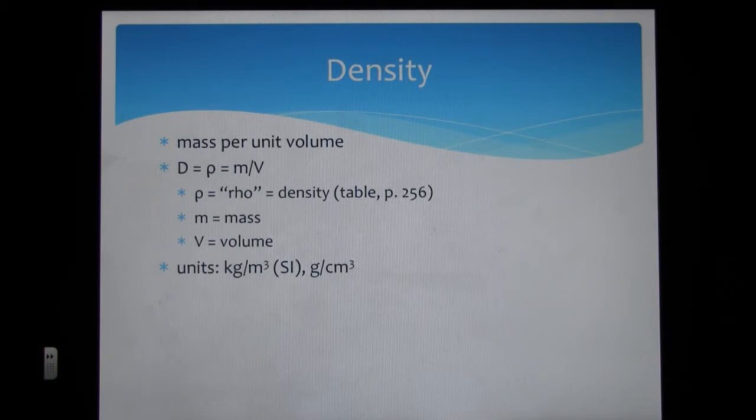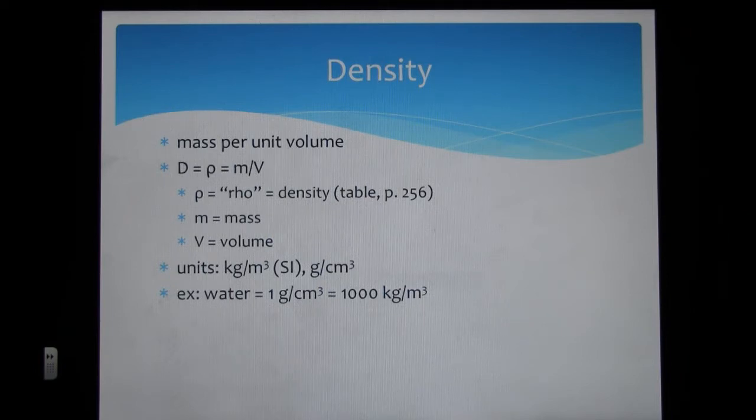Because mass is measured in kilograms and volume in meters cubed, the units for density are kilograms per meter cubed, which is the SI unit for density. But densities can also be measured in grams per centimeter cubed. You can convert from one unit to the other if necessary. For example, water has a density of 1 gram per cubic centimeter, which, converting grams to kilograms and centimeters cubed to meters cubed, gives 1,000 kilograms per meter cubed.